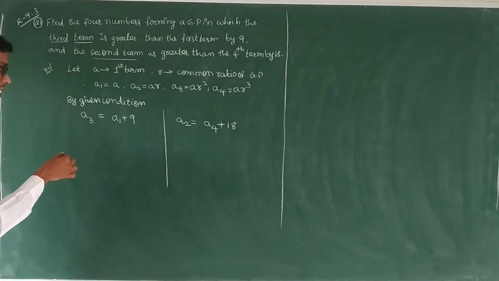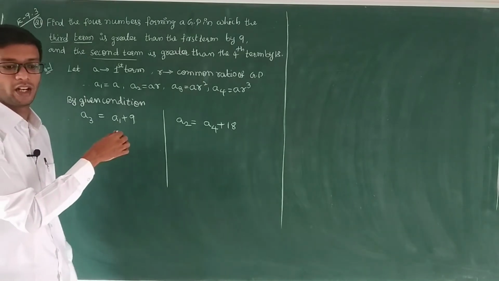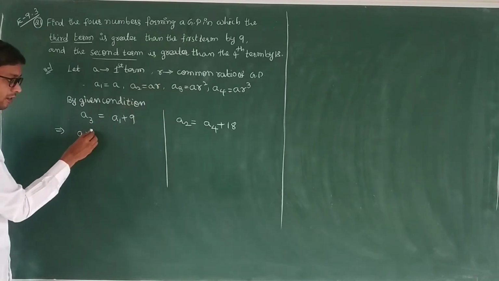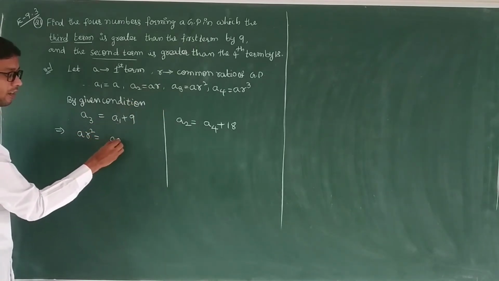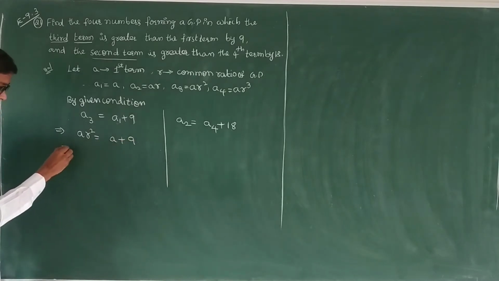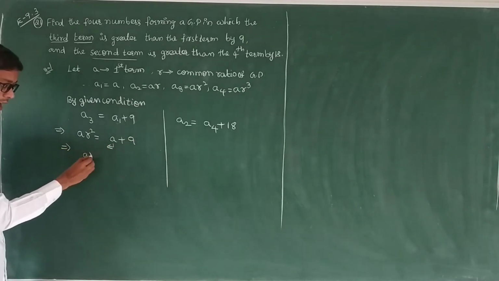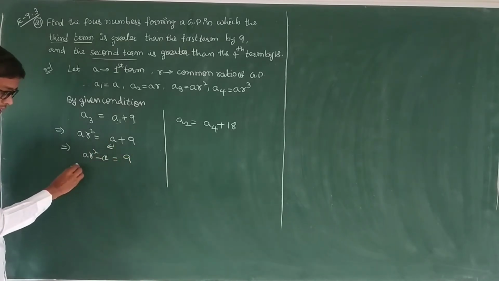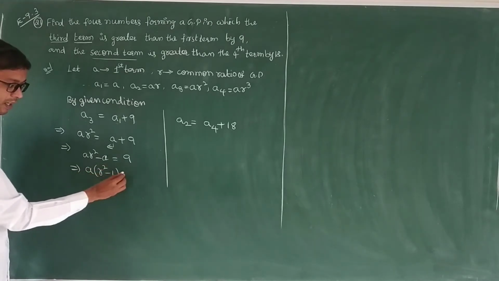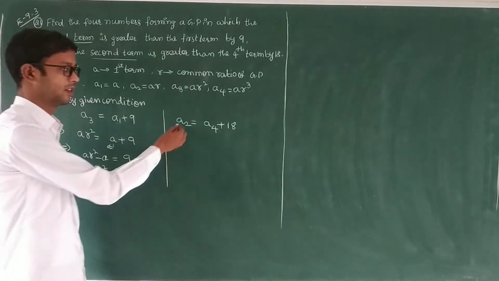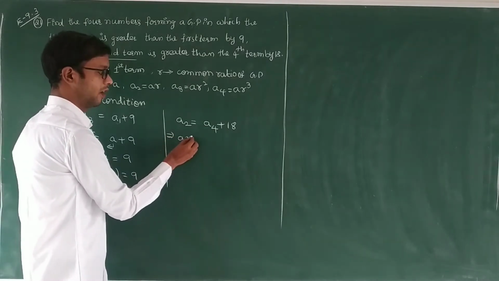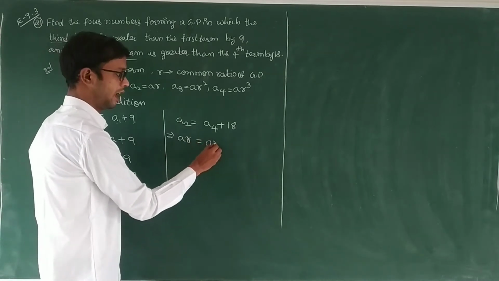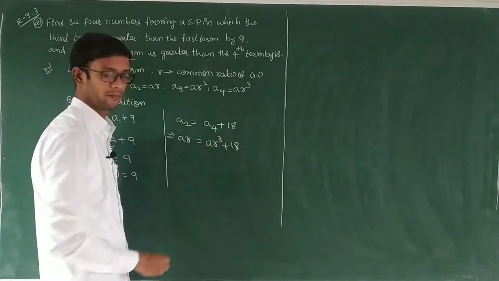Now I will simplify this. What do you get here? A3 is AR square, equal to A1 plus 9, that is A plus 9. Moving to the left side, A into R square minus A is equal to 9. Taking A common, A into R square minus 1 is equal to 9.